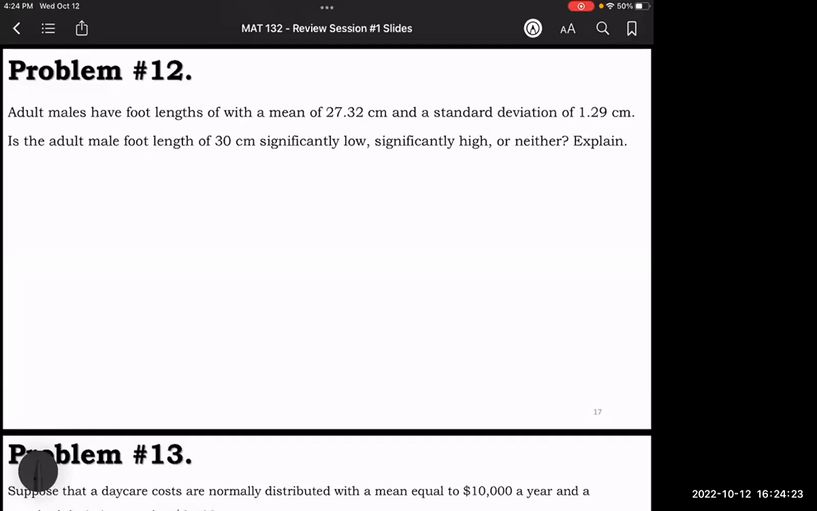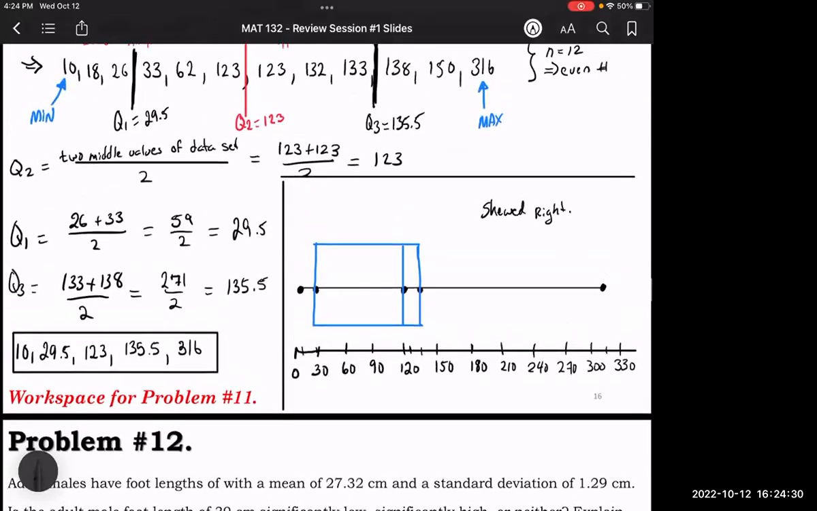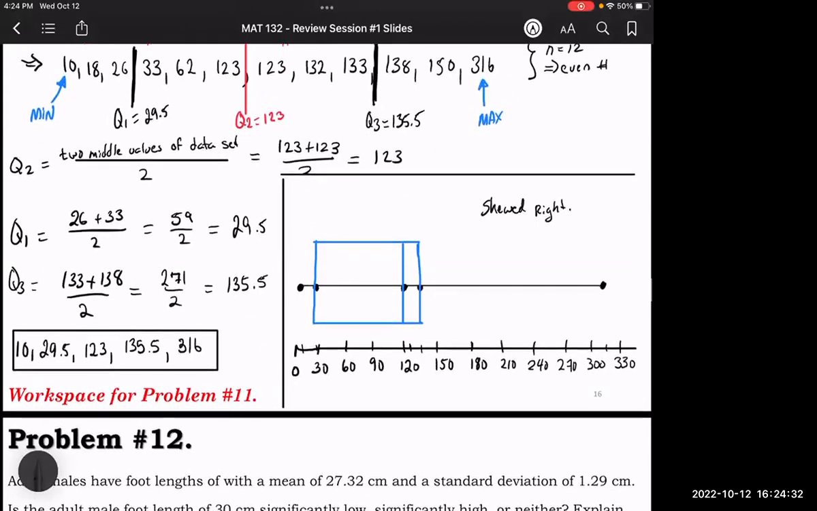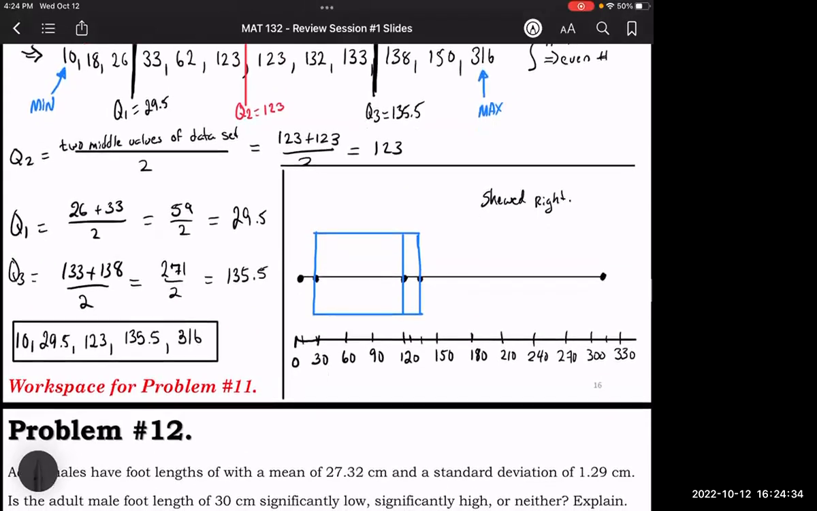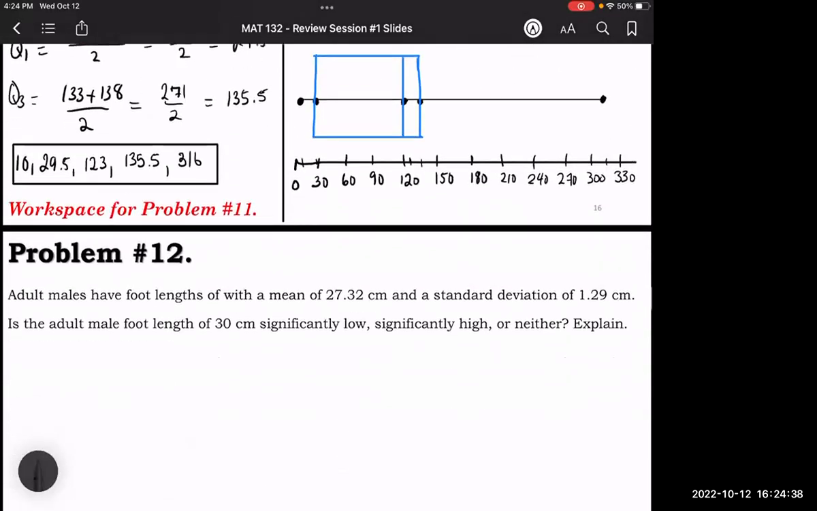Somebody was asking about the scaling. It's just based off the numbers. I was scaling it by 30s. It was just an eyeball approximation. I saw my lowest number was 10, highest was 316, so I went up by 30s.